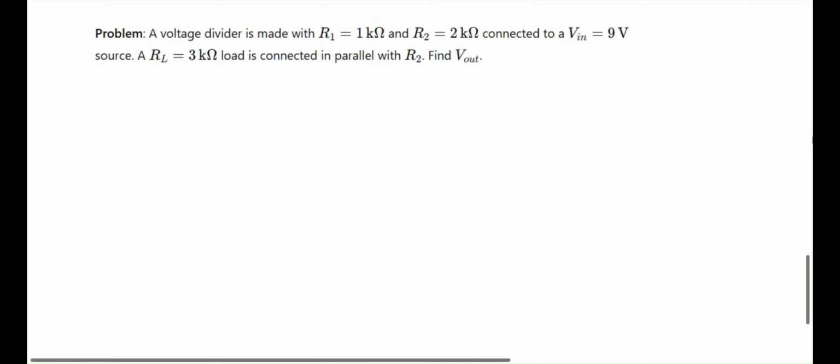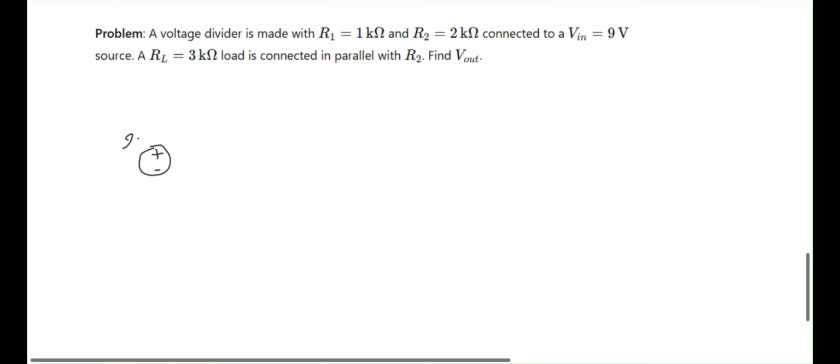Okay, now let's solve this problem. A voltage divider is made with R1 equals 1 kilo ohm and R2 equals 2 kilo ohm connected to an input voltage of 9 volt source. And we have a load. An RL of 3 kilo ohm load is connected in parallel with R2. Find V out. So let's just try to draw this circuit.